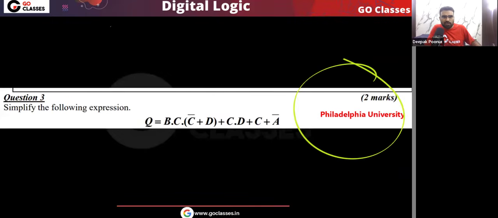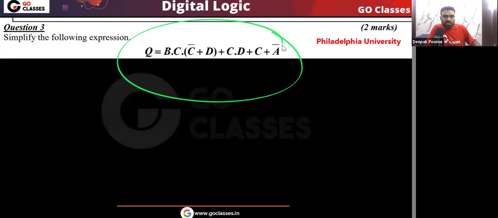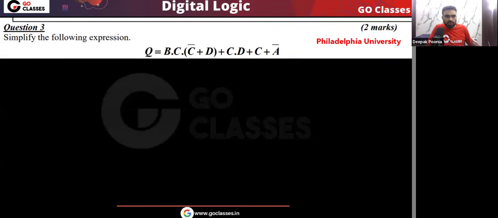Let's solve this question from the Philadelphia University. Simplify the following expression. Q is equal to B, C and C bar or D, or CD or C or A bar.